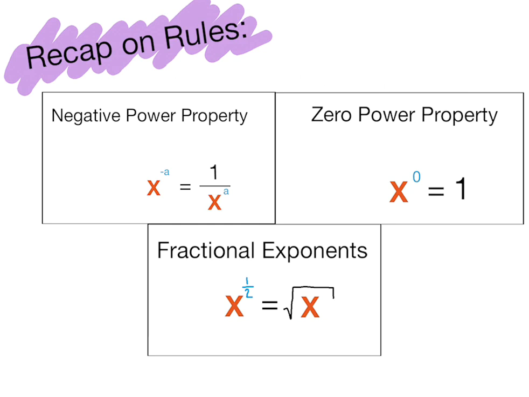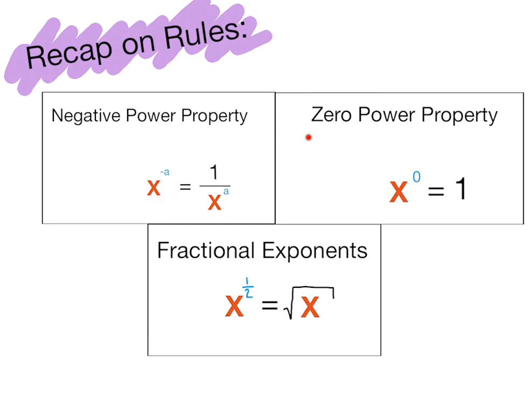So to recap this video, here's the rules we talked about. We talked about the negative power property, which was when we have x to the negative power, a negative exponent, we're going to flip it over that fraction bar. It's going to move down into the denominator, or if it's in the denominator, it moves to the numerator.